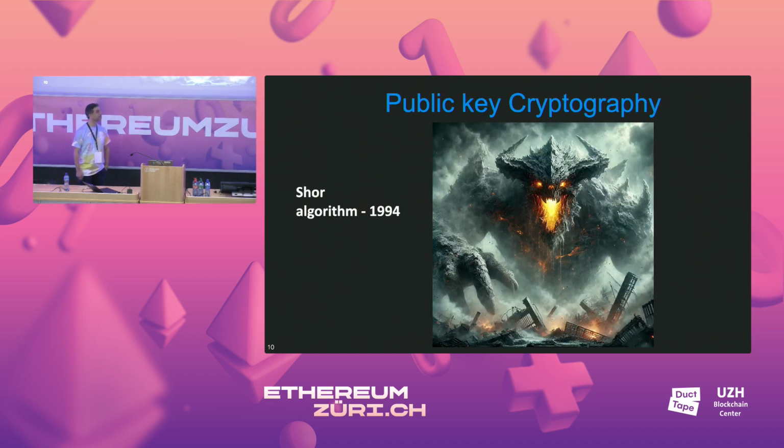But I have bad news. This is not going to last long, because in 1994 one researcher called Shor invented the so-called Shor algorithm. This will basically destroy completely our internet and what we know about Bitcoin or Ethereum, or any other public key cryptography that lies around. And so we need to do something. Not doing anything is not an option.